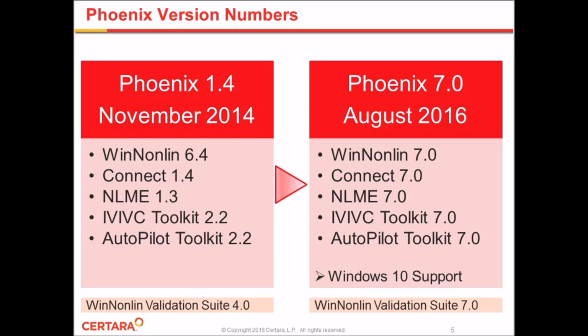In addition, the WinNonlin validation suite that went with WinNonlin 6.4 was version 4.0, so that threw another number in there because the validation suite also had releases prior to Phoenix. So for the latest release, we took the highest number, which is 6.4, and incremented it to 7.0, and that made all the version numbers the same. Even the WinNonlin validation suite is now versioned as 7.0, so it's much easier to keep track of now.